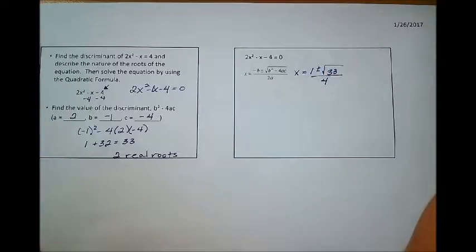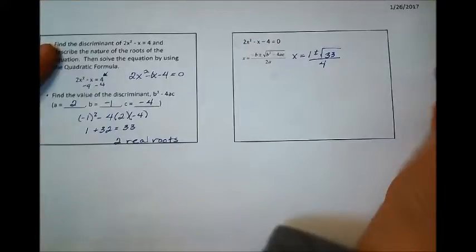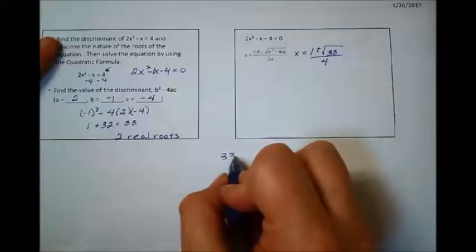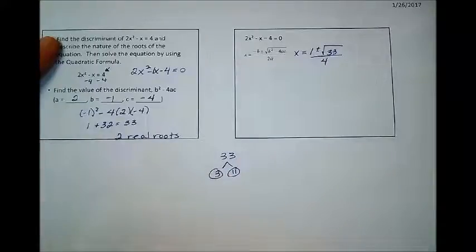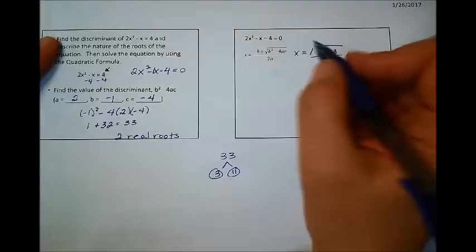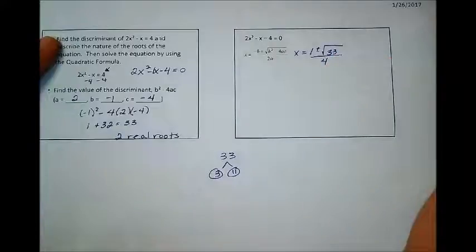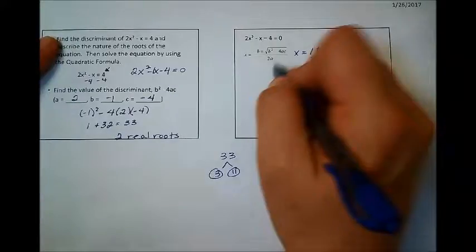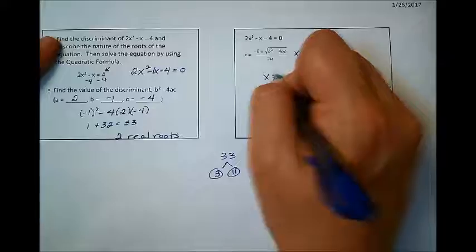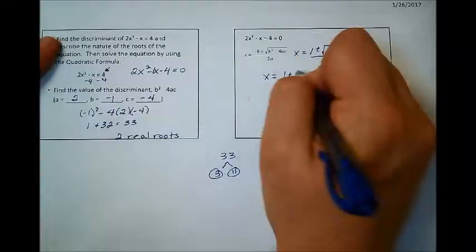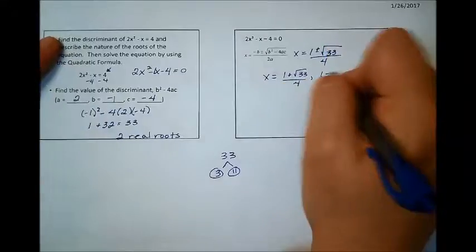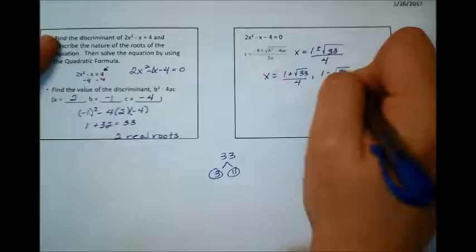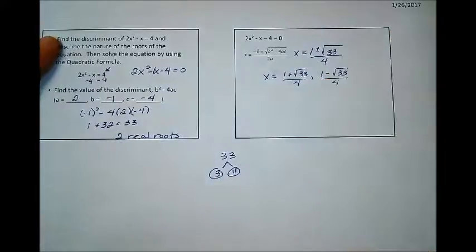Now, 33, let's see if we can simplify that. 33 is 3 times 11. Both of those numbers are prime, so we can't go any further. No pairs to take out. So we're just left with 1 plus or minus the square root of 33 over 4. It doesn't simplify anymore. In Math Excel, you're going to write it as 1 plus square root of 33 over 4, comma, 1 minus square root of 33 over 4. And we're done.